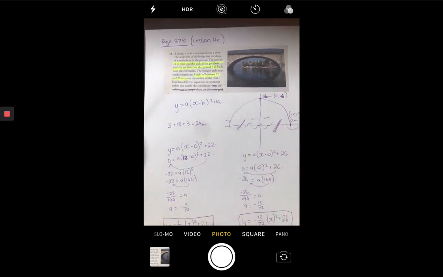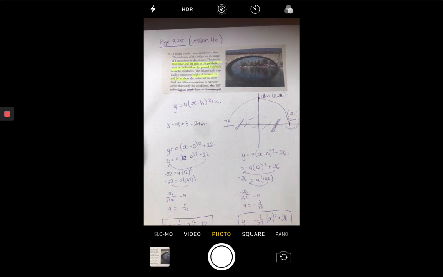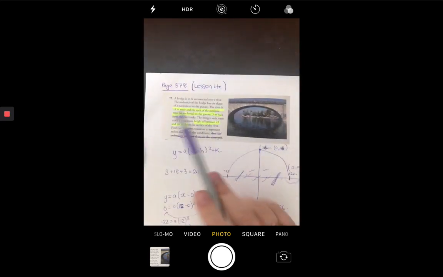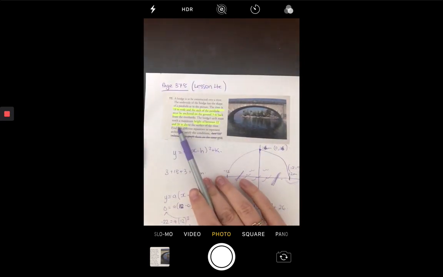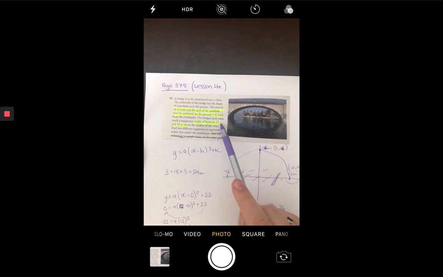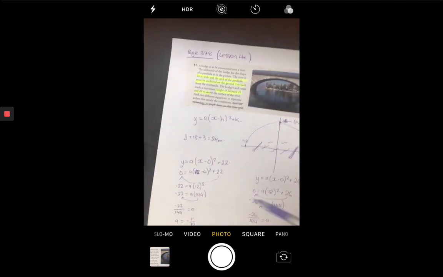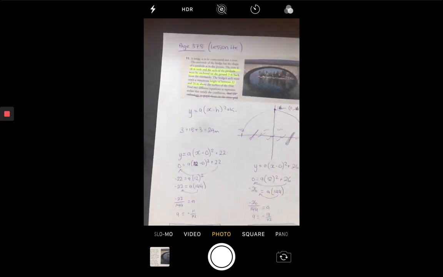Now, you didn't just have to use 22 and 26. You could have also used the other numbers between 22 and 26 because we're not told what the number is. We're just told it's between 22 and 26. So we could have used 23, 24, or 25 and done the same method and come out with a different equation here.